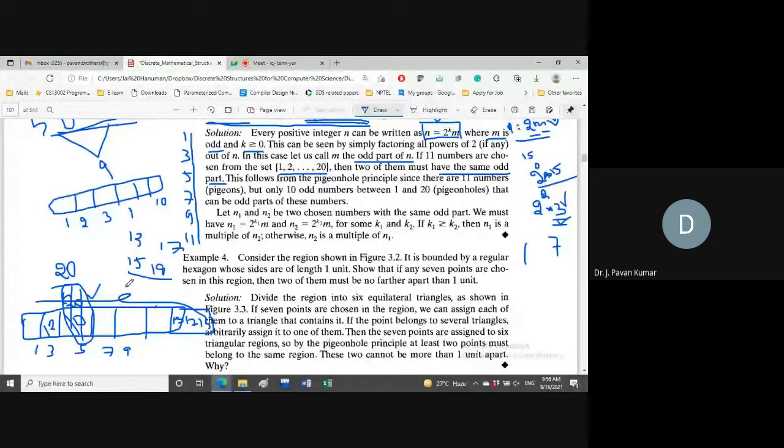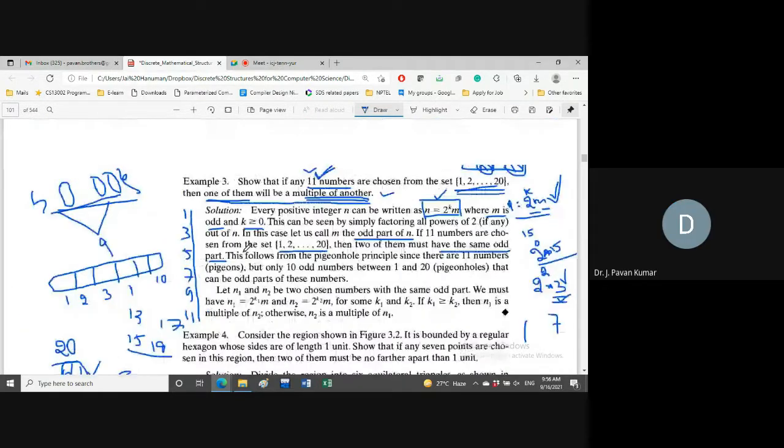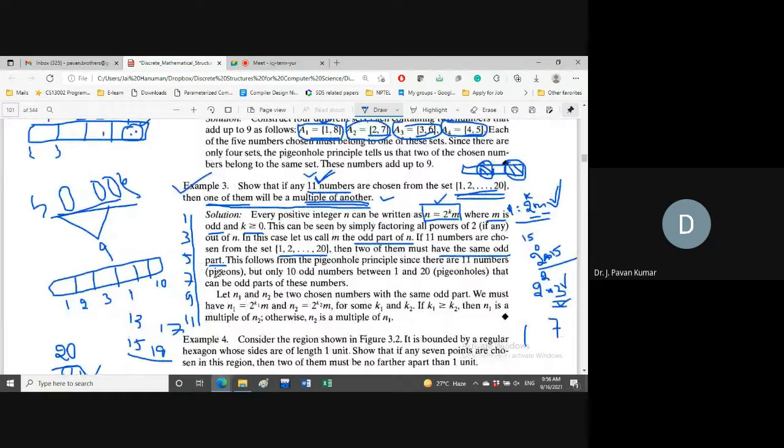Consider any other number, like 12; we placed 6. Where can we place 6? In 3. So whichever pigeonhole gets filled with two pigeons, definitely one of those will be a multiple of the other. That is the claim. I hope you understand the point.